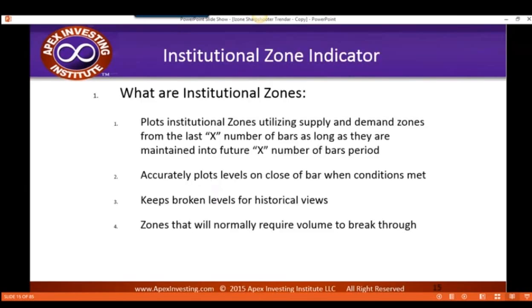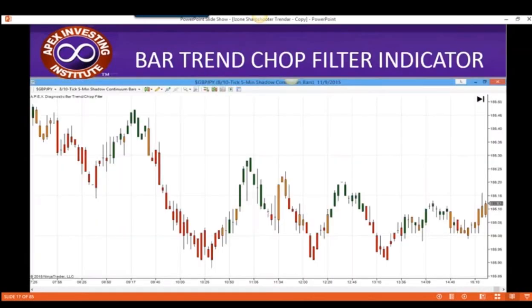So, I want to just briefly run through a couple of indicators here that we use. All right, right here in front of you, these are the same bars that I just showed you. But I also have an indicator on here called the bar trend chop filter. Notice that you see red bars and you see green bars, but you also see orange colored bars, don't you? Basically, what this indicator does is paint the bar the color of the trend as opposed to the color of the bar close.